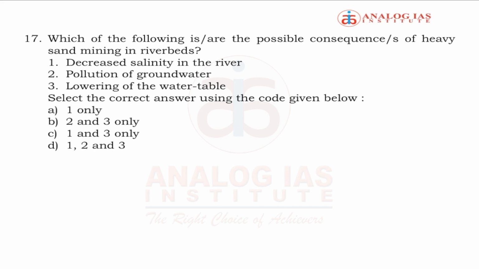Statement number 1 says decrease salinity in the river. No. Sand mining will not influence the salinity concentration in the river directly. Statement number 2, pollution of groundwater to a certain extent. Yes, because there would be seepage of a large number of substances when the sand which is present in the river bed is removed. Definitely there would be erosion of the river banks and river bed, and there will be seepage and leakage or leaching of toxic substances, or the silt will result in pollution of the groundwater.